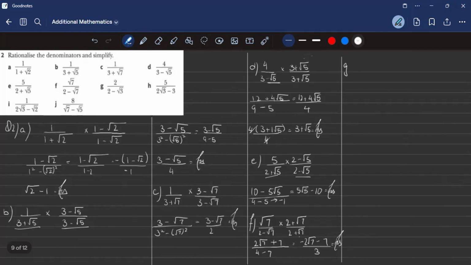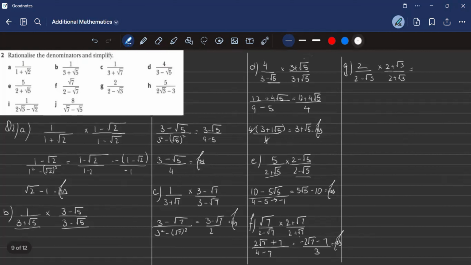For part G, we have 2 divided by 2 minus under root 3. Again, multiply by the conjugate surd, which is 2 plus under root 3, and divide by the conjugate surd, which is 2 plus under root 3. So we would get what?